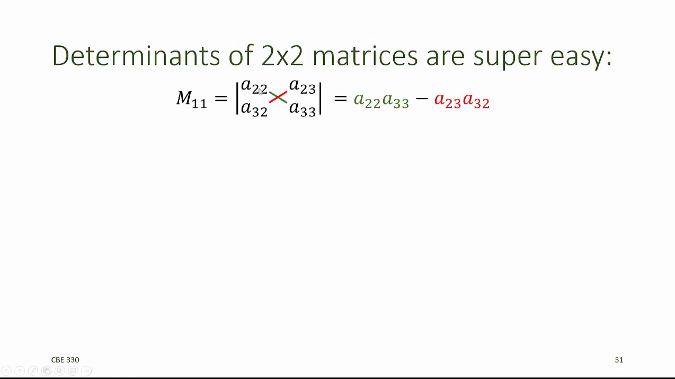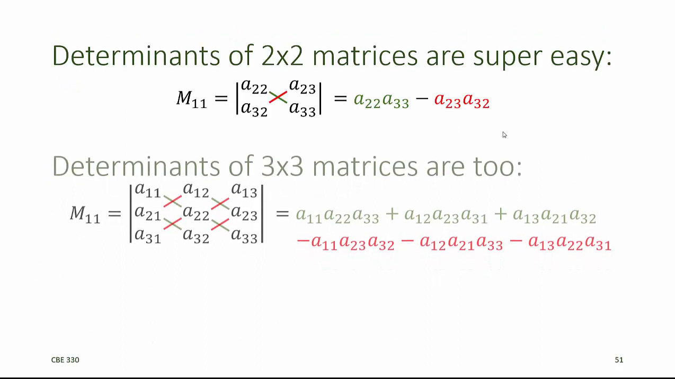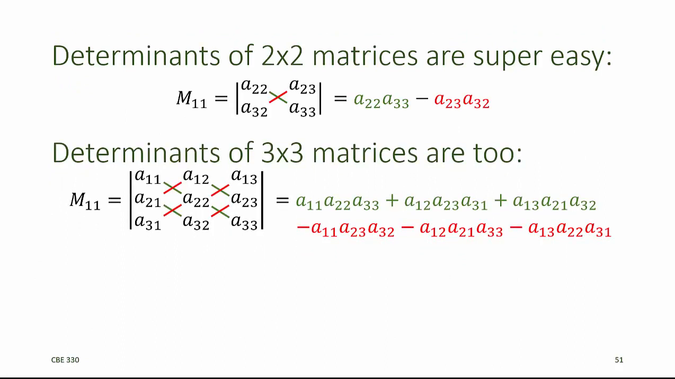In this case, for the 1, 1 minor, the determinant is A22 times A33 minus A23 times A32. This result can be arrived at by using the same formula that we used for the 3 by 3 matrix. Similarly, the determinant of 3 by 3 matrices can be found using a relatively easy to remember pattern. It's the sum of the product of the diagonals going in one direction minus the sum of the product of the diagonals going in the opposite direction.